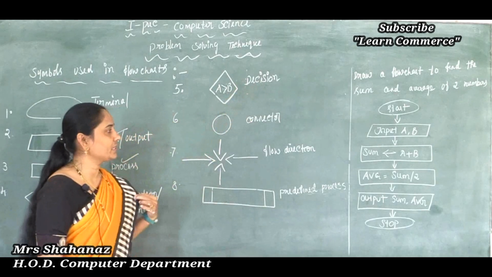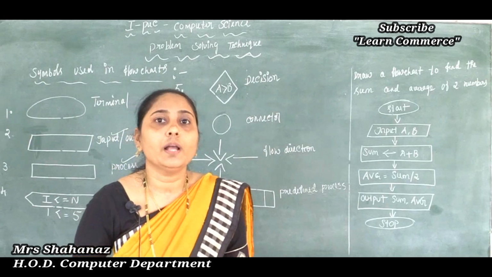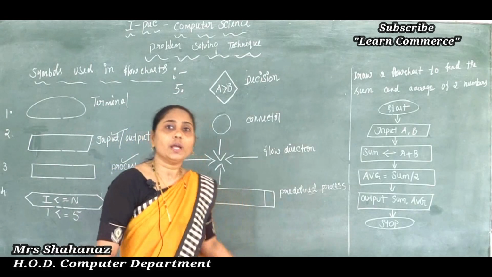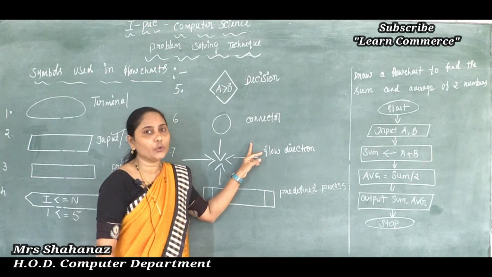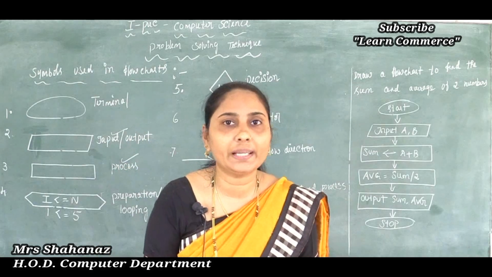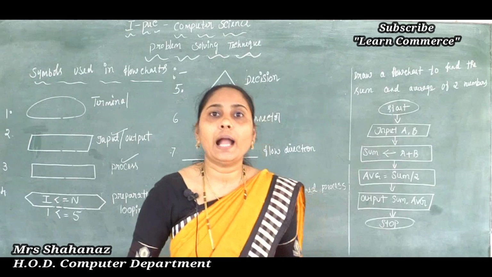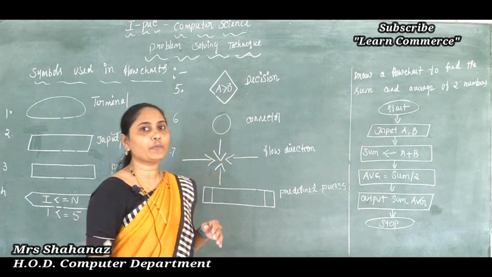And the next one is our connector. Why are we using the connector symbol? This symbol is used to indicate an entry from or an exit to another part of the program flowchart. Maybe a little bit of confusion, correct? No, I said an entry from or an exit to another part of the program flowchart.